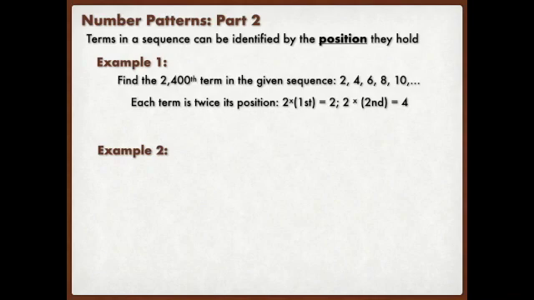4 is the second position. So 2 times 2 is 4. 6 is the third position. So 2 times 3 is 6. 8 is the fourth position. So 2 times 4 is 8. So if we're looking at the 2,400th position, the 2,400th term, we'll multiply that by 2, and that will give us 4,800. So this specifically, you will be told if you're focusing by position, okay? By position. So this is different than we're just adding plus 2 or times 2.